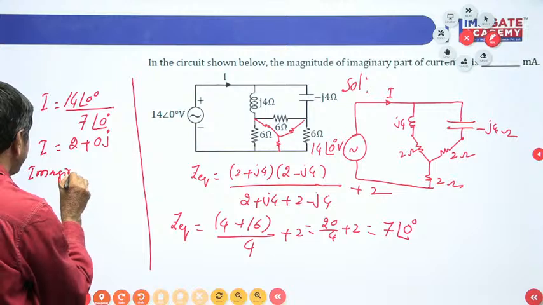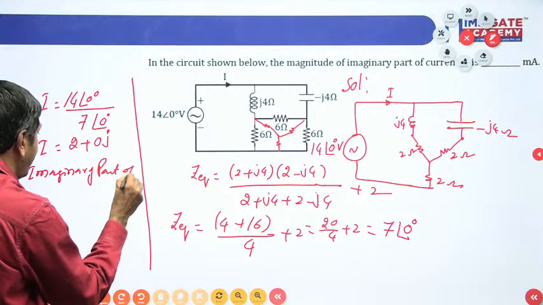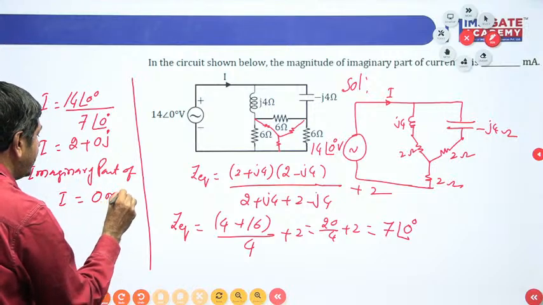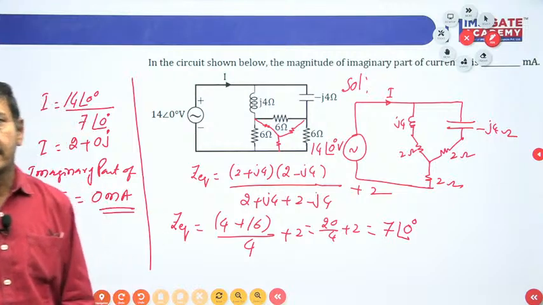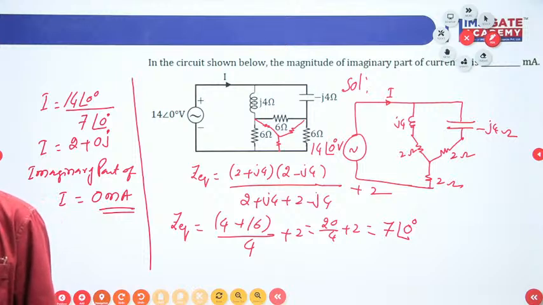Imaginary part of I equal to 0 milliamperes only. This is the solution for this question. I hope you followed. All the 10 questions are done here clearly. Understand now. All are done here.